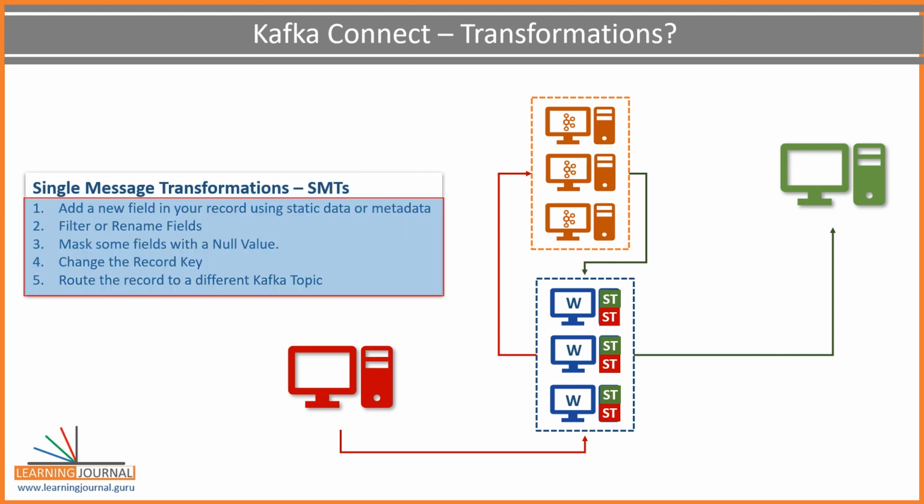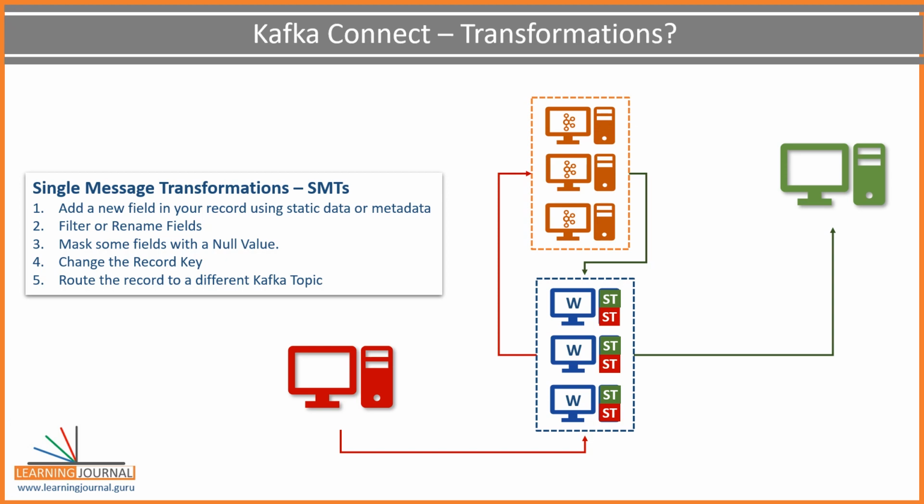Here is a list of some common SMTs. Add a new field in your record using static data or metadata. Filter or rename fields. Mask some fields with a null value. Change the record key. Route the record to a different Kafka topic. You can chain multiple SMTs and play with it to restructure your record and route them to a different topic. However, these SMTs are not good enough to perform some real-life data validations and transformations.